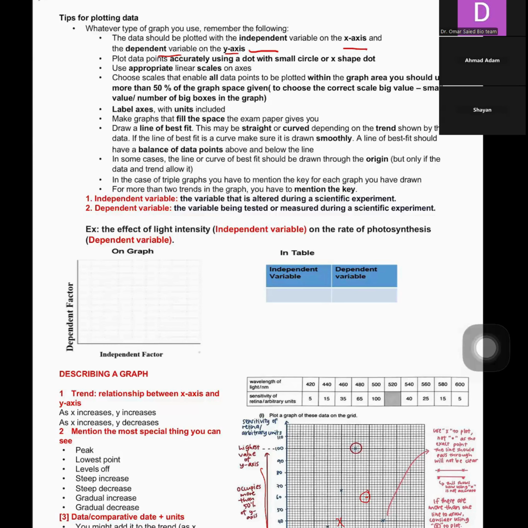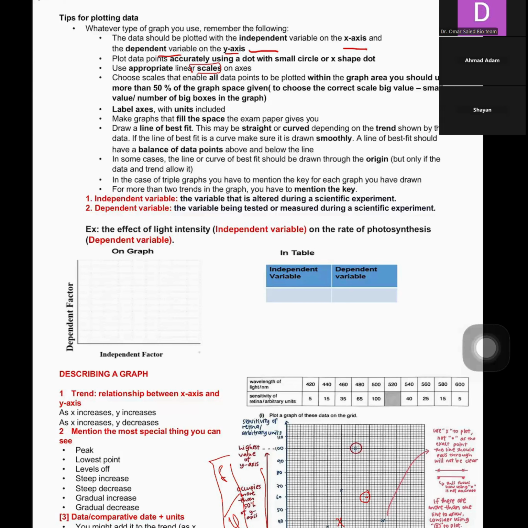Number two, you have to write the head. What is this? What are you talking about? Who is written here? Is it temperature or whatever it is? Another point that you lose marks in: you have to write the unit of the factor that you're talking about. Here also the same. You have to write the factor and also you have to write the unit.